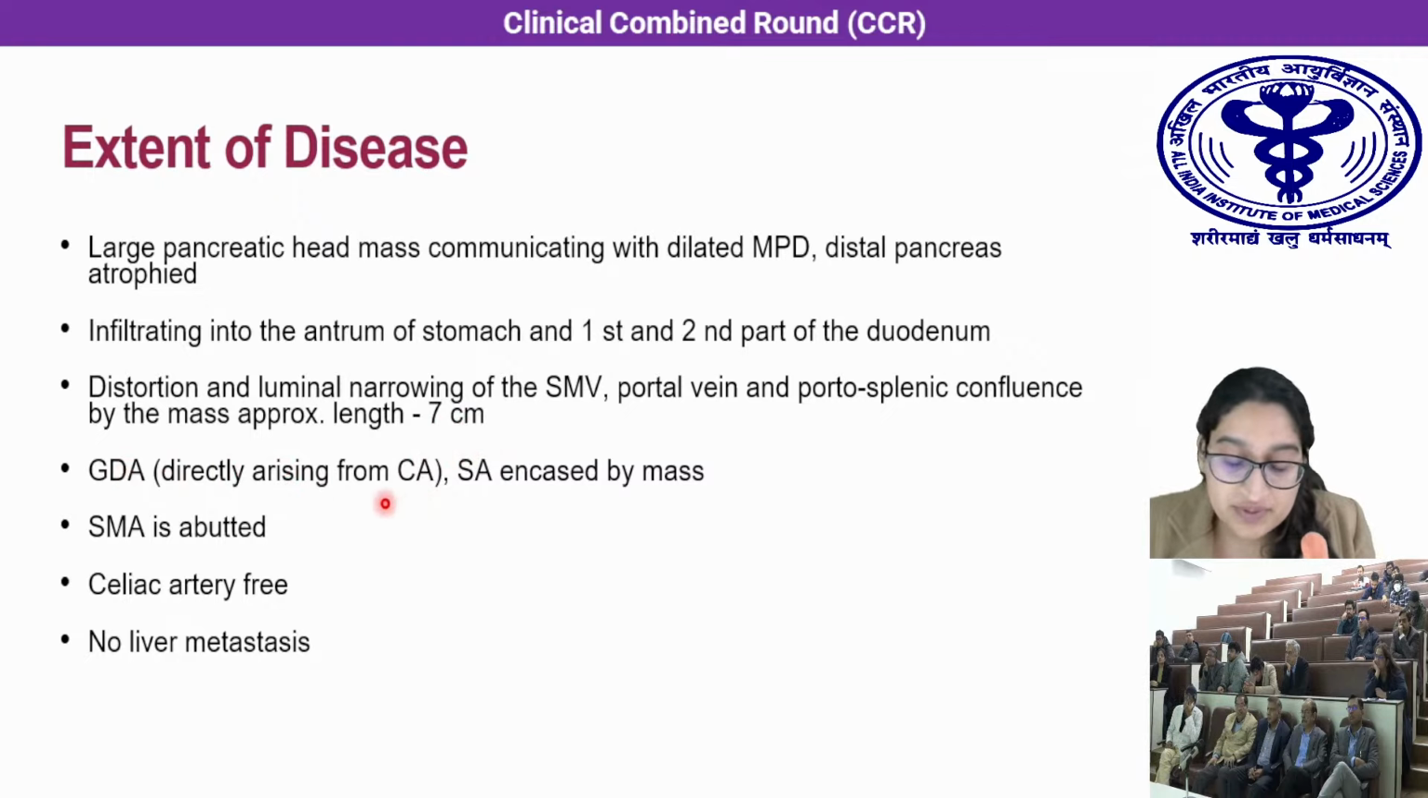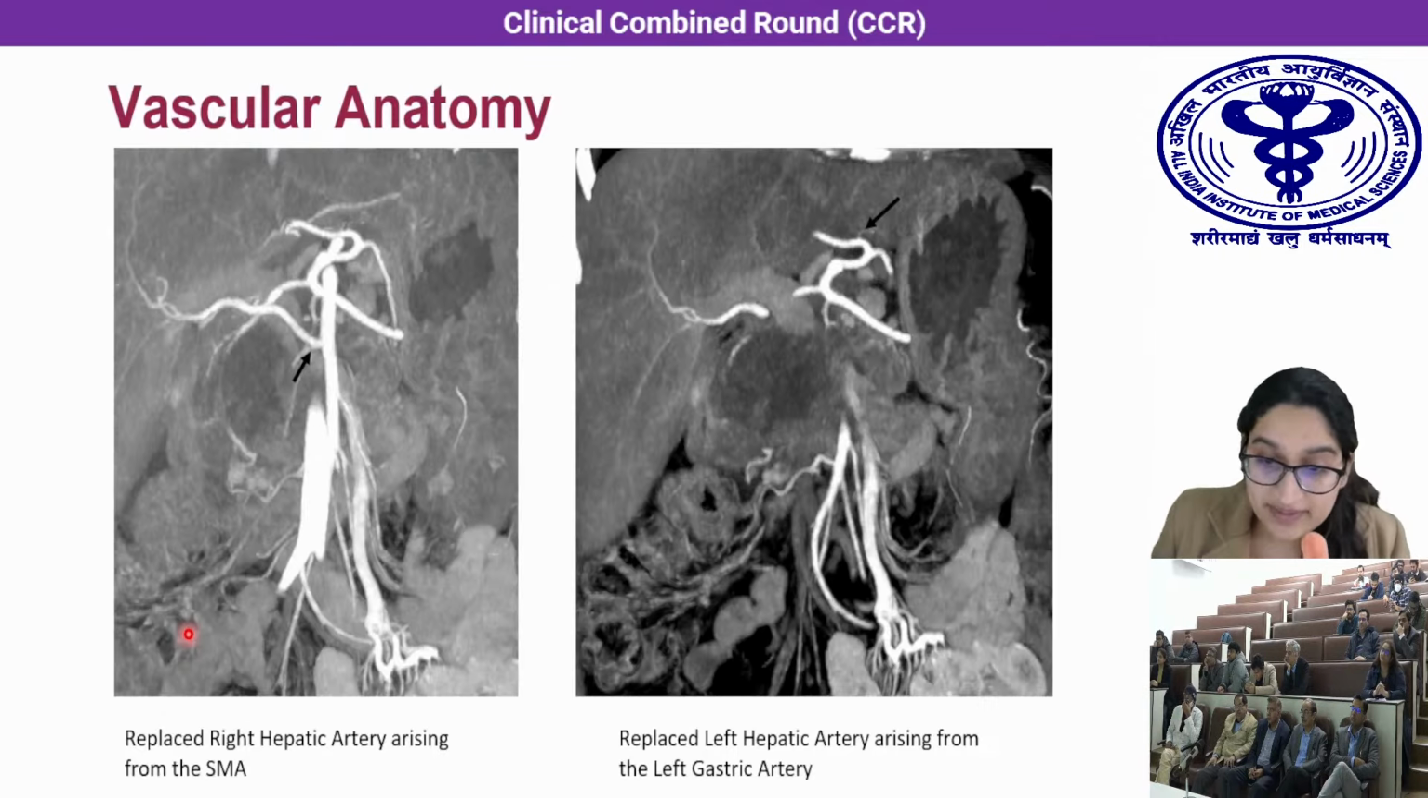The GDA, which was seen directly arising from the celiac artery, was encased by the mass, and the splenic artery was also encased by the mass. The SMA was anteriorly abutted. The celiac artery was free, and there were no liver metastases.